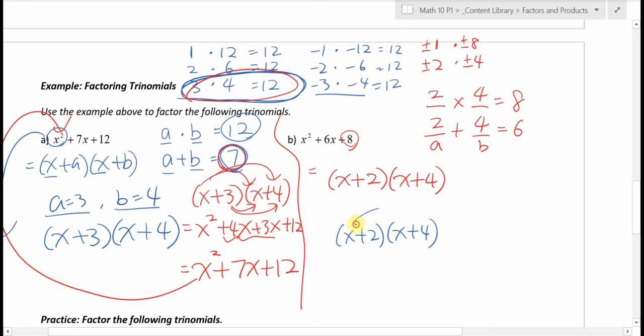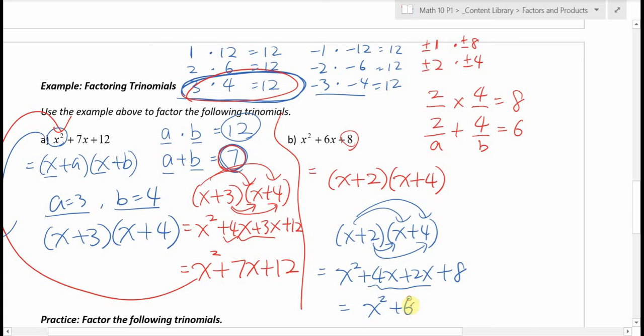You don't have to check, but it is always nice to check to make sure you got it right, especially at the beginning, right? x times 4 is 4x. 2 times x is 2x. 2 times 4 is 8. Combine like terms, the middle ones, right here, you get 4 plus 2, which is 6x, plus 8, and you can see they are the same. Therefore, this is indeed correct.